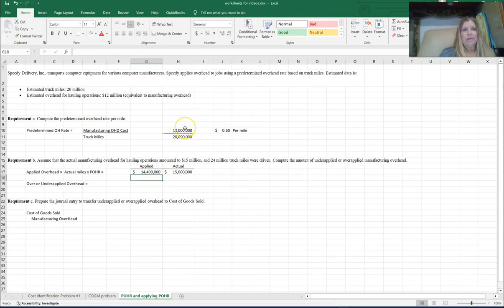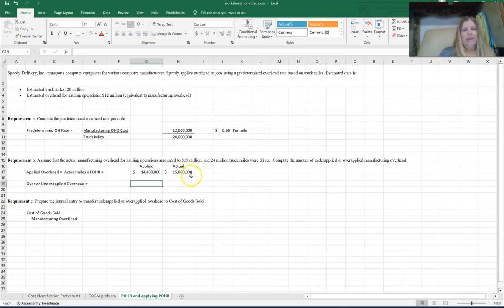We have an estimated cost and we have an estimated truck miles. And then when they get to the end of the accounting period, they calculate what their actual overhead was, and they come up with $15 million. So then we have to figure out, are we over applied or under applied? If the applied amount is less than what they actually did, then that is under applied. If the applied amount is more than what the actual is, then they're over applied.